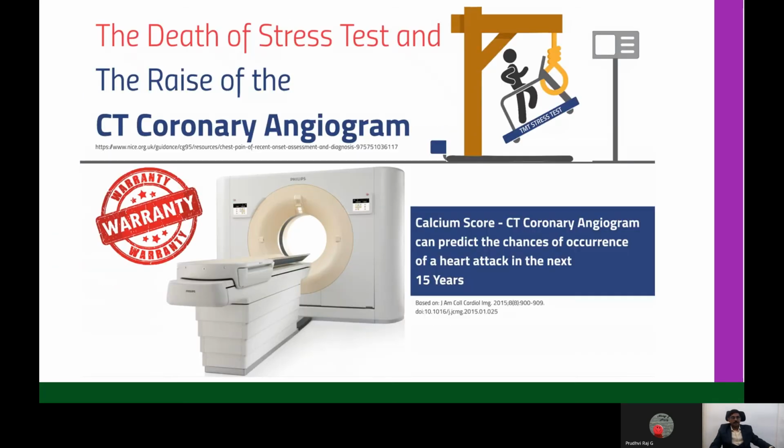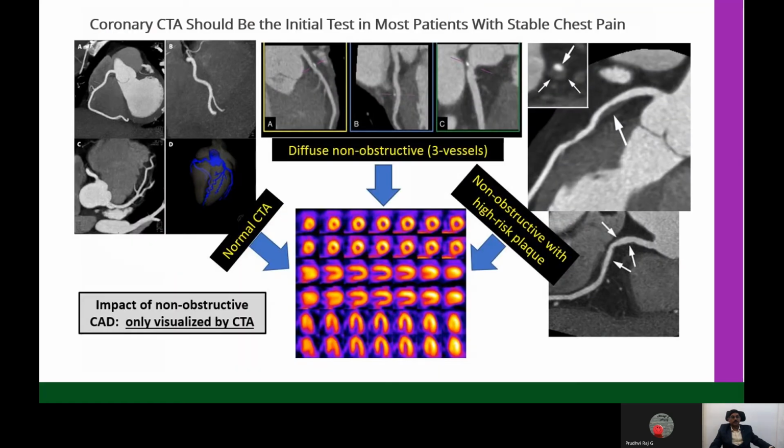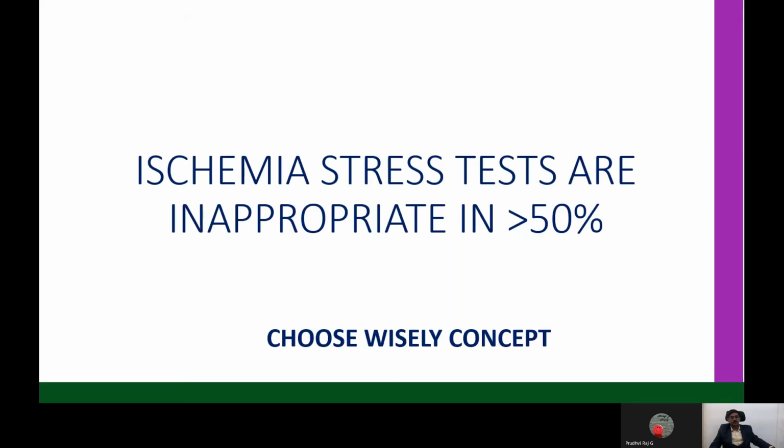And treadmill test shouldn't be a part of routine cardiac packages, because it misleads more often than not. And calcium score and CT angiogram can predict chances of occurrence of heart attack in the next 15 years. So in most patients, the CTCA should be the initial test with stable chest pain patients. Ischemia stress tests are inappropriate in more than 50% of the patients, and a choosing wisely concept has emerged from that.